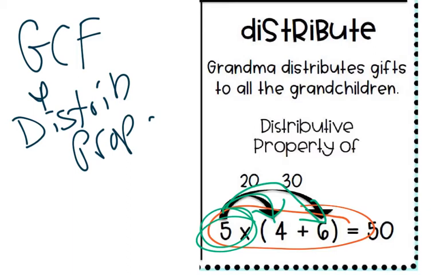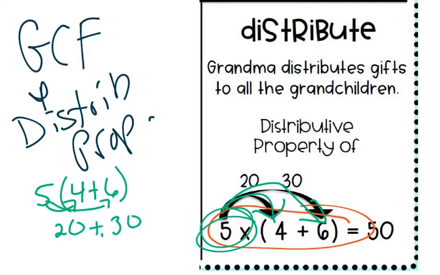So, for example, I'm going to take this one. If I have 5 outside and then 4 plus 6 inside, what I'm going to do first is multiply 5 times 4 to get 20, and then 5 times 6 to get 30. I keep my plus sign. Then I would take 20 plus 30 and I would get 50. Okay, so that's distributed property.